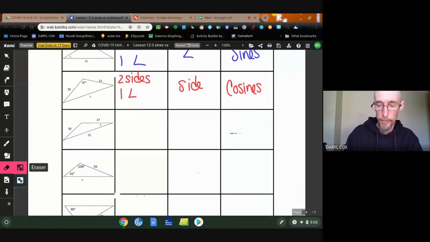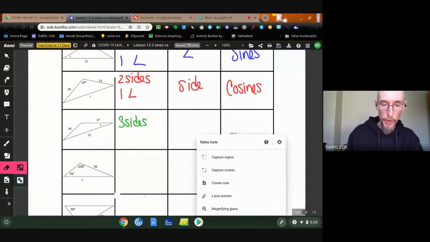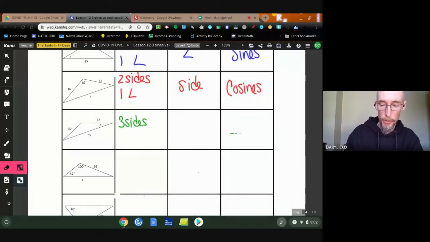Let's look at another one. So here I know 1, 2, 3 sides. Oh, this one's starting to look obvious already. So I know 3 sides. I'm looking for 1 angle. So which law are you going to use here? Good. Did you say law of cosines?